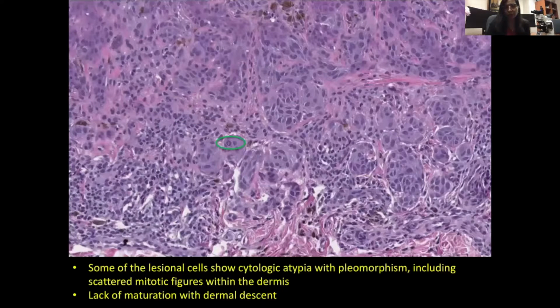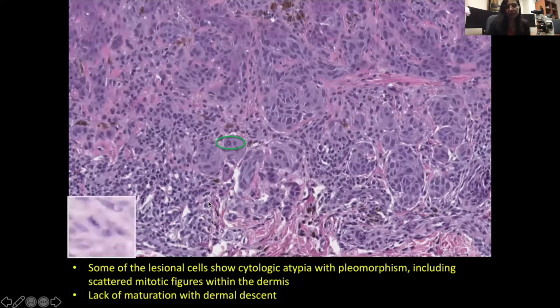And then when you go further, you see mitotic activity in the deeper aspect of the lesion. And some areas of the lesion, like this one, are showing some cytologic atypia with pleomorphism, including scattered mitotic figures. Even though these are not atypical mitoses, these are mitotic figures in the deep dermis, and you don't see any nice maturation from top to bottom. Okay. So this is just highlighting the mitotic figures.